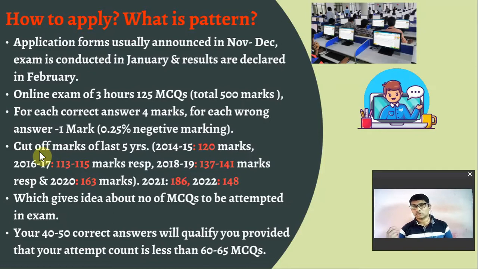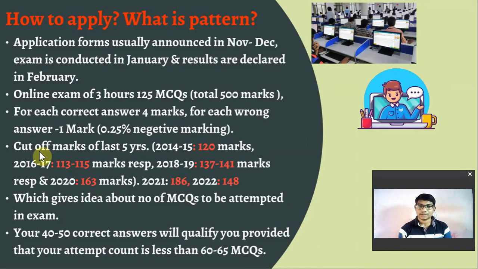Now these cutoff marks will give you an idea regarding how many MCQs you have to attempt in the exam. Normally what happens, 40-50 correct answers will qualify you in GPAT, provided that you have attempted fewer than 65 MCQs. Suppose you have attempted 50 MCQs and out of that 40 MCQs are correct, so you are going to get qualified. Suppose you have attempted 60 MCQs, out of that 50 are correct. Obviously you are again going to qualify.